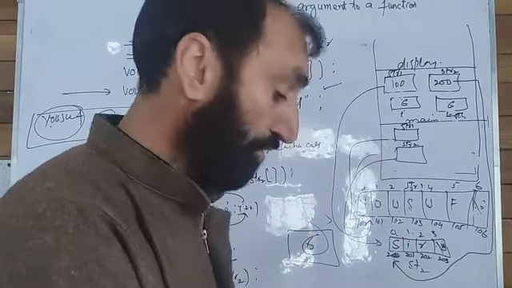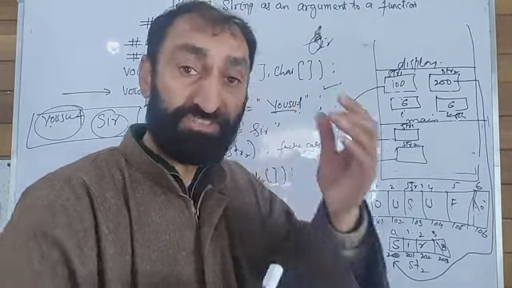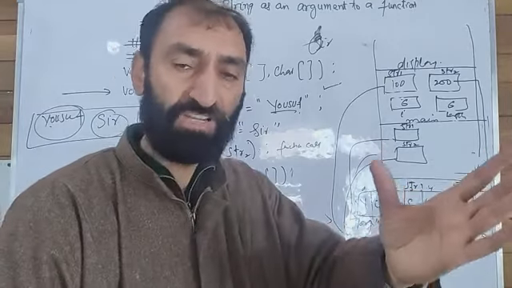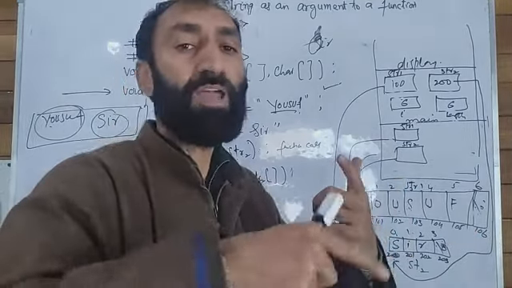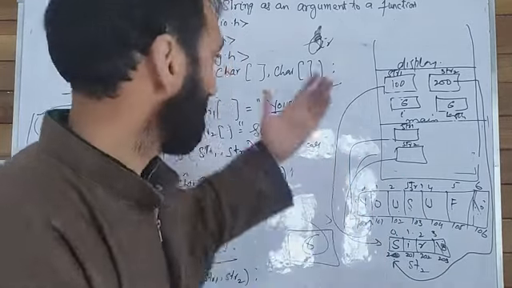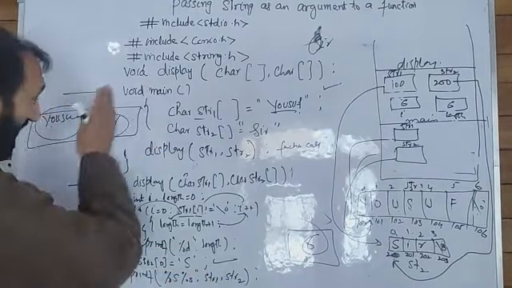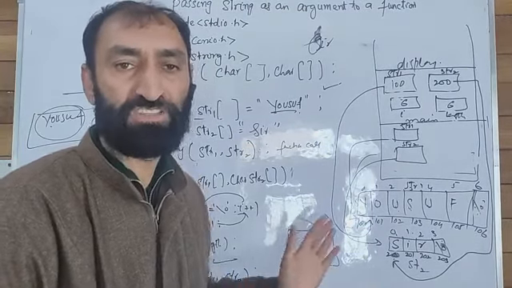In the next video, we will discuss one more concept of C: how to return strings from a function. That is a tricky and difficult concept. Return is the opposite of passing a string as an argument; we will see how to return a string from a function in the next video.